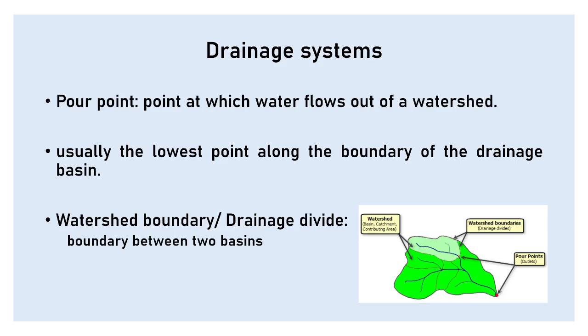Not all the water, I'm just saying where it flows out. Usually the lowest point along the boundary of a drainage basin. So most of the time that will be the lowest point in a drainage boundary. And what is this watershed boundary or drainage divide? That is the boundary between two basins. Like it can be of one river system and then another river system. So between that you will have a watershed boundary.